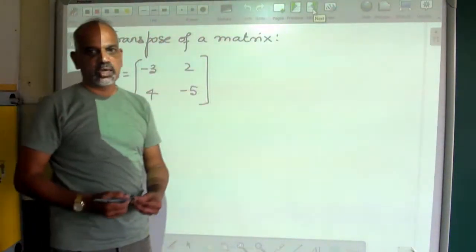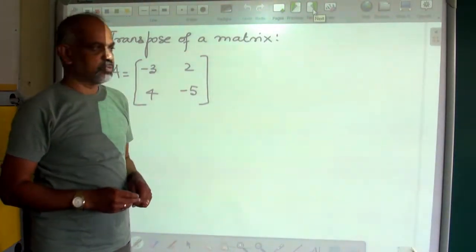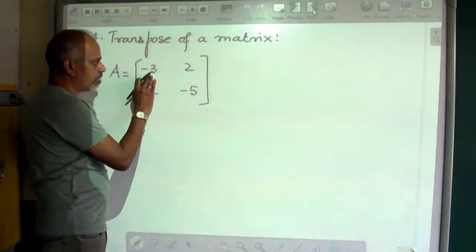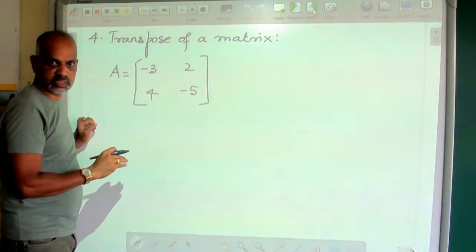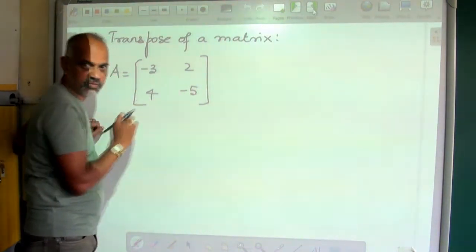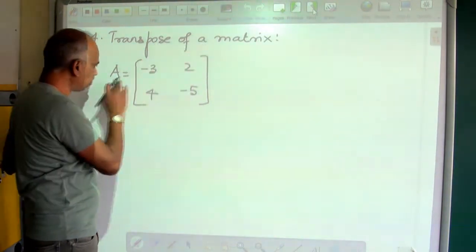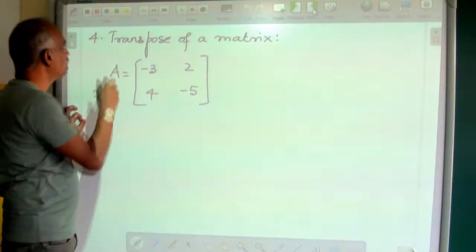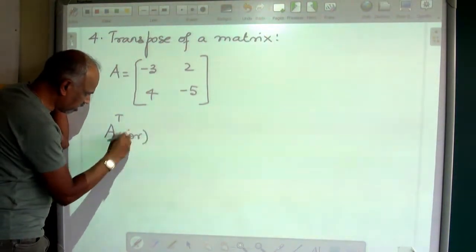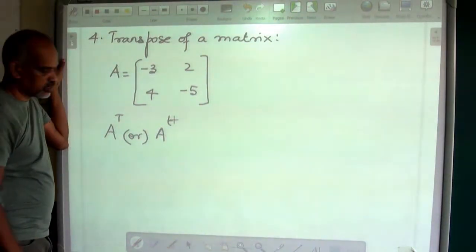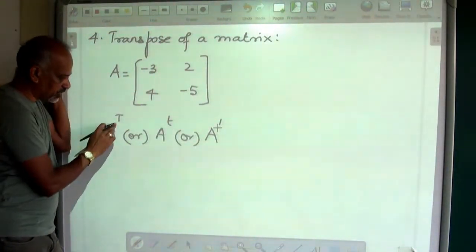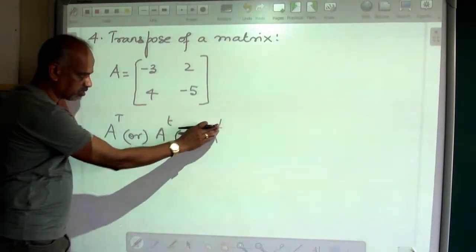And then the fourth one is about transpose of a matrix. Transpose is changing a matrix to a certain form. Okay. I have written an example. A is a matrix whose elements are -3, 2, 4, -5. These are the elements. In the first row you have -3 and 2, and in the second row you have 4 and -5. Okay. We are going to find transpose of this matrix A. A's transpose is what you are going to find, which is normally written as A^T like this, or it can be written as A with a small t like this, or it can also be written as A dash. All mean the transpose of matrix A.